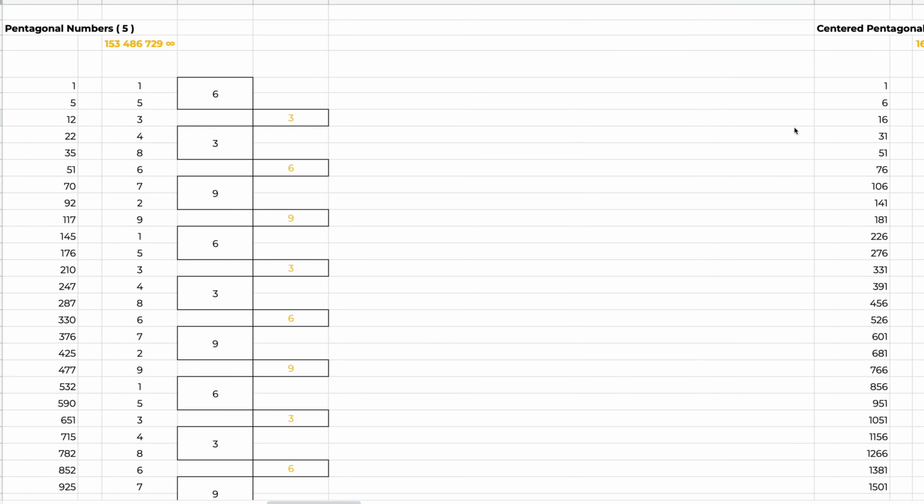Now the pentagonal numbers, we find this pattern. 1 plus 5 is 6, 3. So 6, 3, 9, 6, 3, 9, 6, 3, 9. And our golden numbers give us 3, 6, 9, 3, 6, 9, 3, 6, 9. So as you can see, this 3, 6, 9 is weaved throughout all of these numbers.